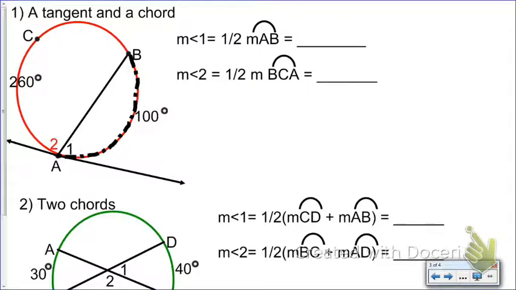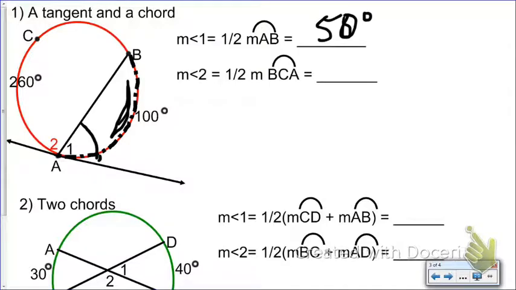Now what it says here is that the way that you can figure out what those angles are is inside that angle. Let me put a little marking on there. So if we're trying to figure out angle 1, if you look inside that angle, there's really only one arc there, and that's this 100-degree arc that's out here. You just take half of that, and that's how many degrees that angle would be. So angle 1 in this case would be 50 degrees.